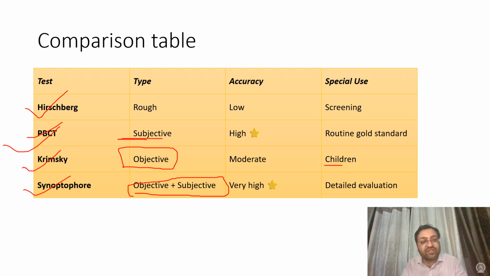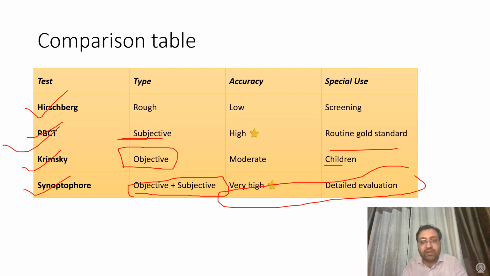PBCT is the gold standard test. It is a subjective test. Accuracy is very high. But synaptophore has even higher accuracy than the PBCT gold standard. So for detailed evaluation, we might use synaptophore. Hirschberg test is just a screening test to have an estimate of whether the squint is present or not and how many degrees it could be. But the exact deviation in prism diopters, we need to check with PBCT.